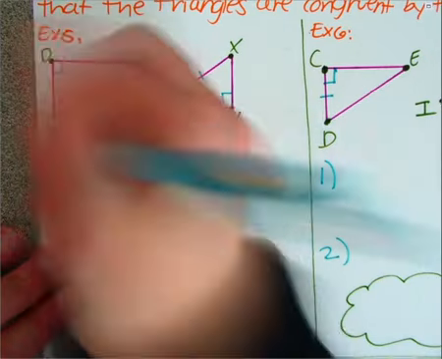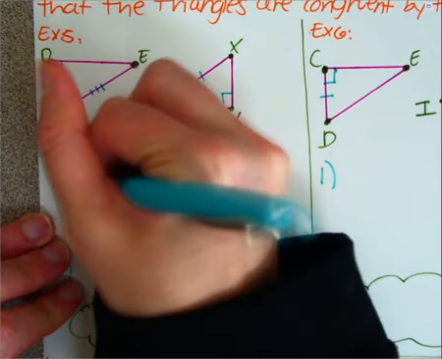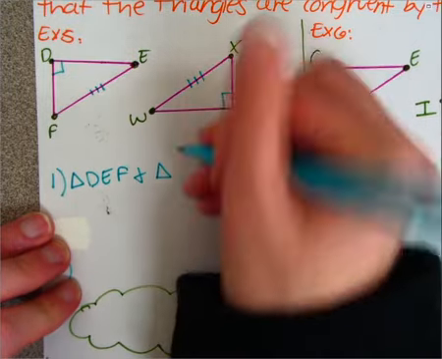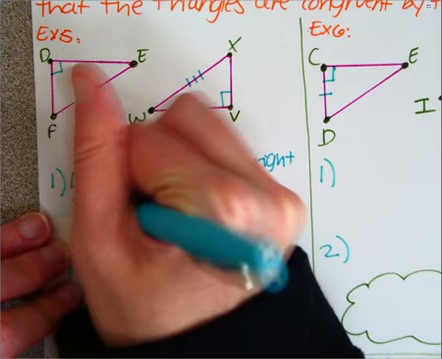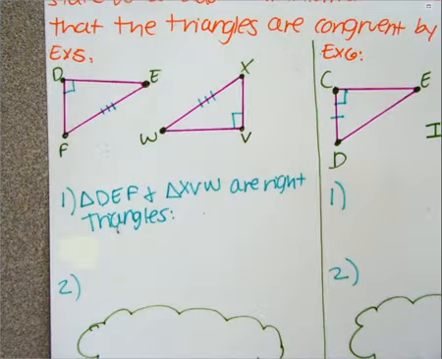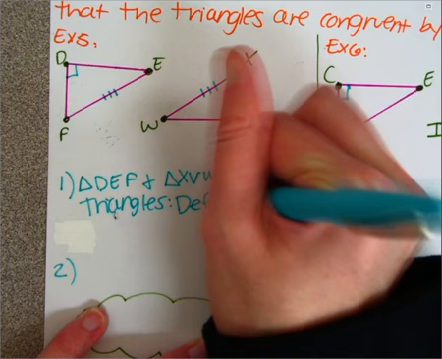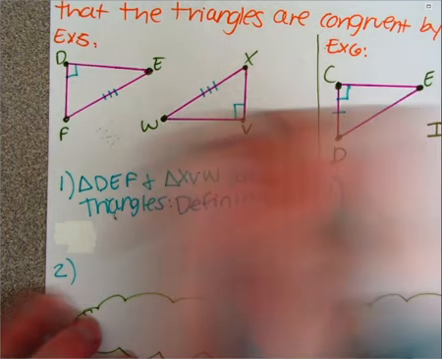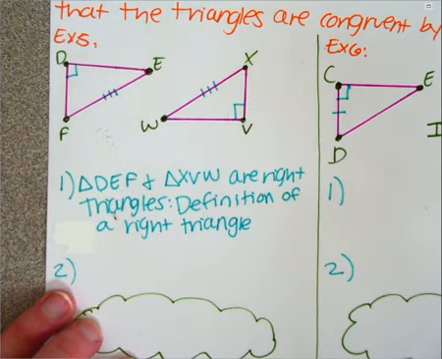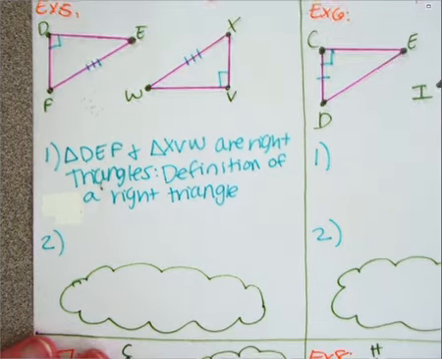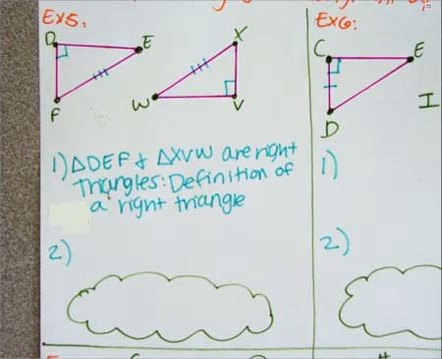So I do know that triangle DEF and triangle XVW are right triangles. And how do I know that? Well, they each have a right angle, which is the definition of a right triangle. So my reason for knowing that is the definition of a right triangle. Okay, so I know that these two triangles are right triangles, which means I can hopefully show that these two could be proven congruent by the HL theorem. I don't know, we'll have to see.